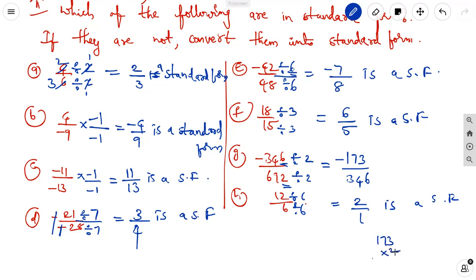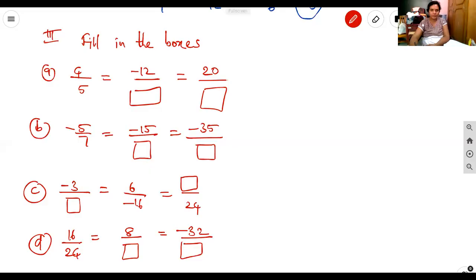173 into 2: 2 3s are 6, 2 7s are 14, 1 2 1s are 2, plus 1 3, 346. So 173 is a common factor in the two numbers. So dividing by 173, with the negative, we get -1 by 2, which is the standard form. Like this, we can check it.